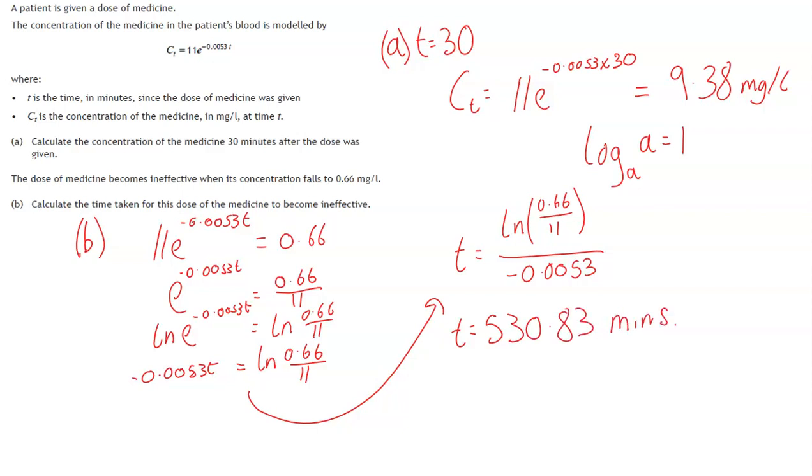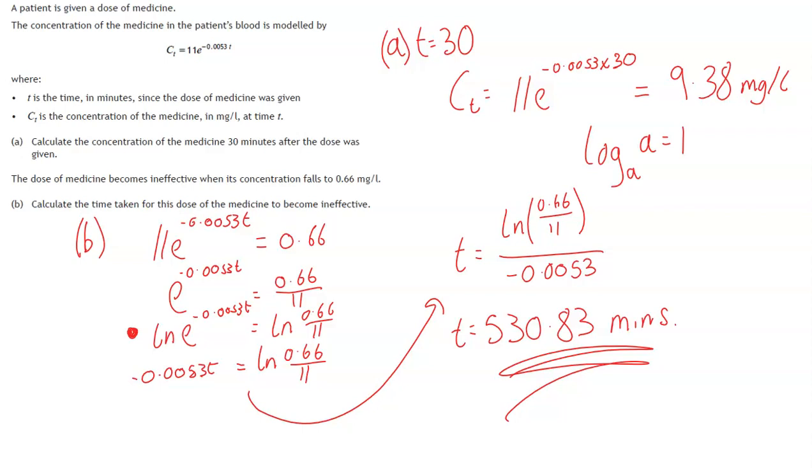So after 530.83 minutes, the concentration falls below 0.66, so it hits that target and it becomes ineffective at that point. So there we go, we've solved it using the laws of logarithms. Now a point to note, at this step here, indicated by the dot, I have taken the natural logarithm, ln of e, and ln of the other side as well.